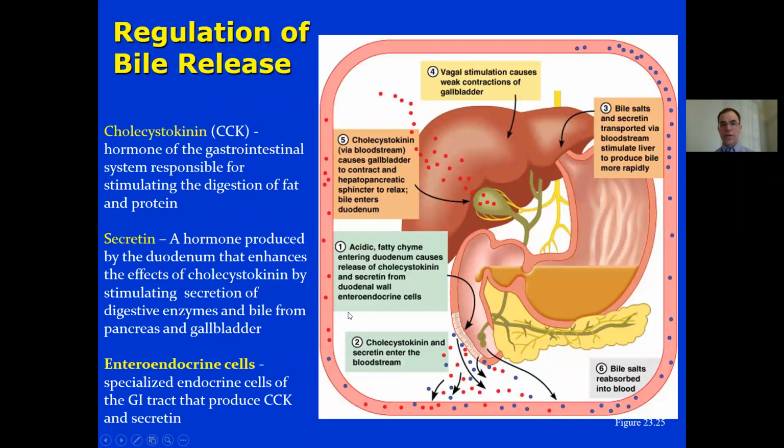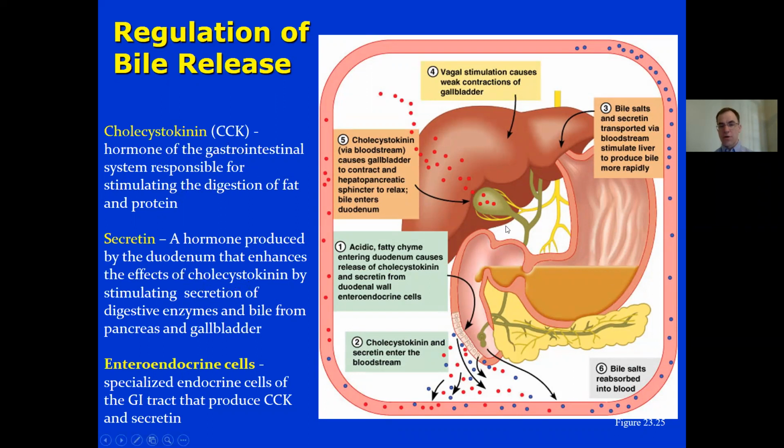All right, so this is the regulation of bile. Looking at this, there are a couple of enzymes or hormones you should be aware of. We have cholecystokinin, CCK. It's a hormone of the GI system responsible for stimulating the digestion of fat and protein. It's usually stored right here on the wall of the small intestine. You also have secretin. It's a hormone produced by the duodenum that enhances the effects of CCK by stimulating the secretion of digestive enzymes and bile from the pancreas.